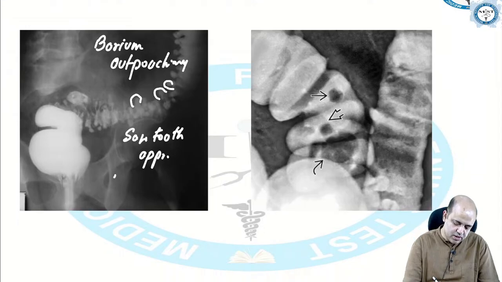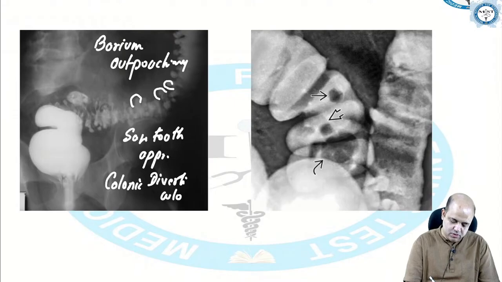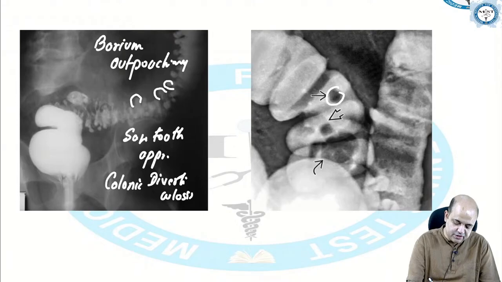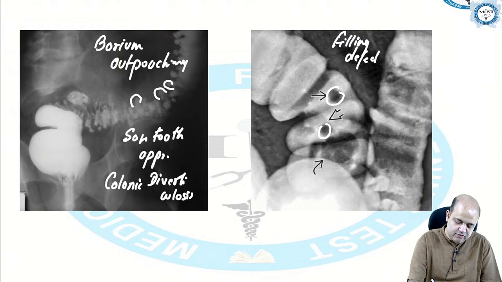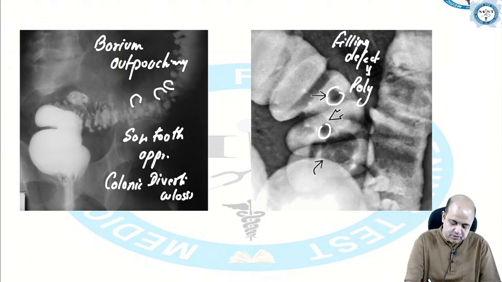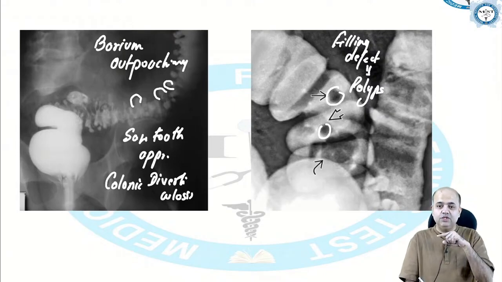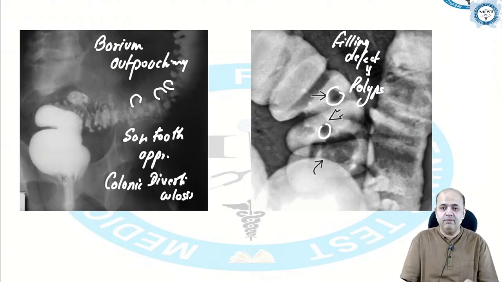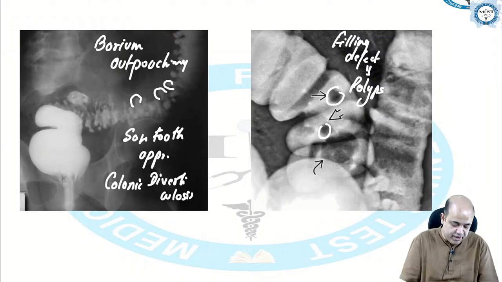This is colonic diverticulosis. What do we see here? We see there are filling defects, and these filling defects are due to polyps. In diverticulosis, there will be outpouching of the barium. In the polyps, there will be a filling defect.